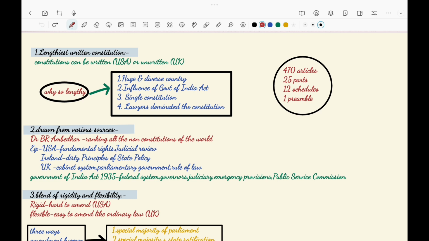And our second point is that it is drawn from various sources. On this note, Dr. Ambedkar says that our constitution is the ransacking of all constitutions of the world. That means we have read all the constitutions, and from that we have picked which are suitable for us. Let's take examples of what we have taken. From the USA we have taken fundamental rights.